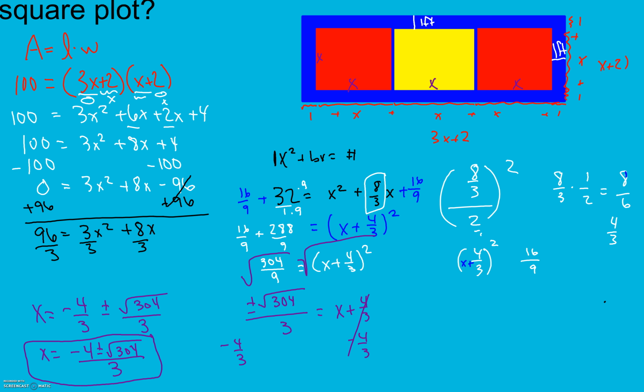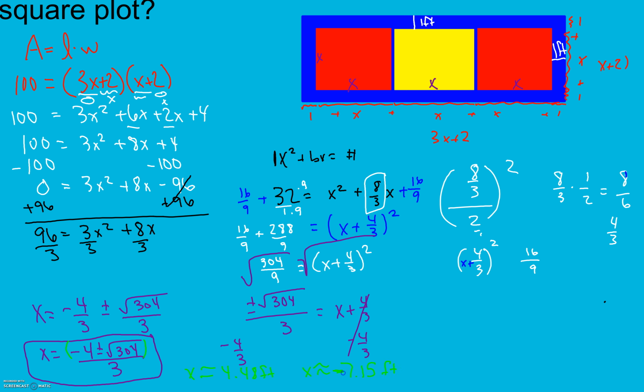I'm going to take negative 4 plus the square root of 304 and then divide it by 3. Remember, you either need to press enter or put your numerator in parentheses. I'm going to get approximately 4.48 here, and this is in feet. If I do negative 4 minus the square root of 304 and then divide by 3, I'm going to get x to be approximately negative 7.15.